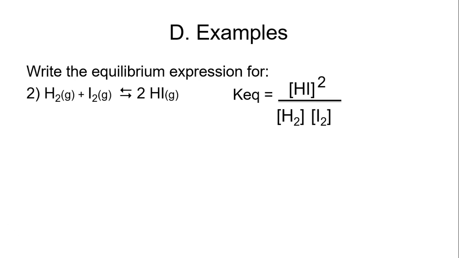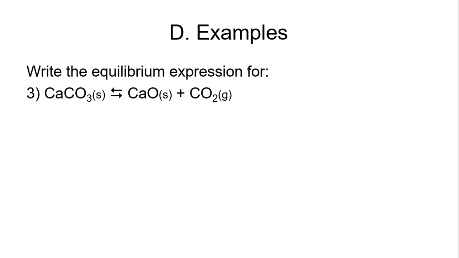Neither one of those have coefficients, so this one's done. Number 3, now we have what's called a heterogeneous equilibrium. We were dealing with homogeneous equilibrium in that all three were gases. In this one, we have a combination. We have solid, solid, gas. So this is a heterogeneous equilibrium. All right, so that means that some of these things are not going to be included.